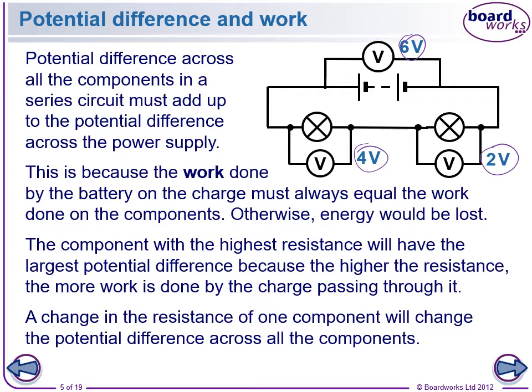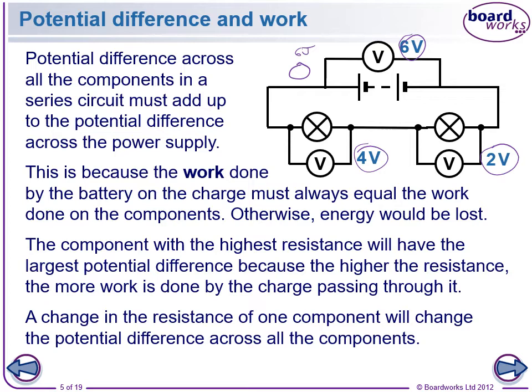The reason for this is, if you imagine a Coulomb of charge coming out of there with 6 joules of energy, first of all, it can't go to negative energy, so it can't use, say, 5 volts on the first one and then 2 on the second, because then it'd be negative 1 joule, and we can't do that.